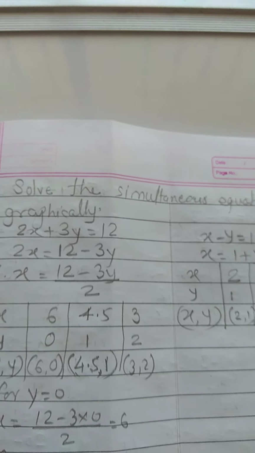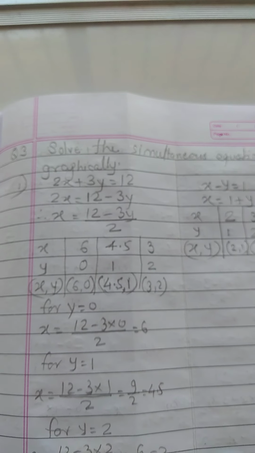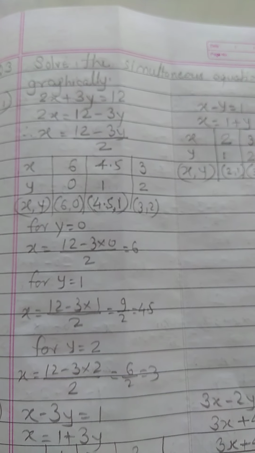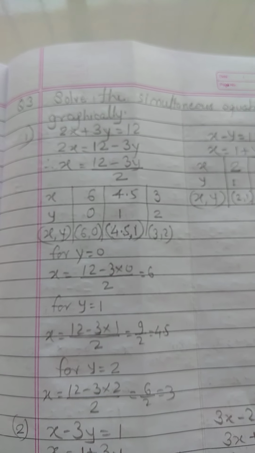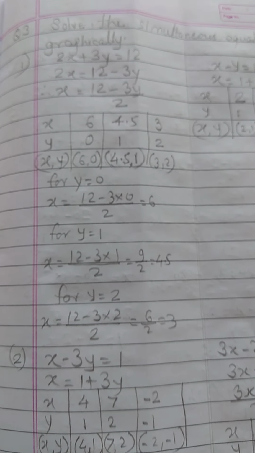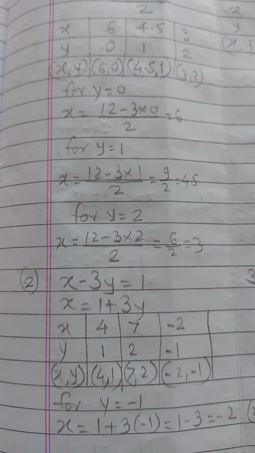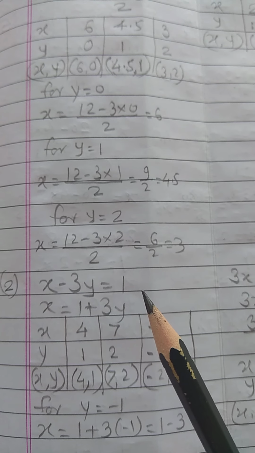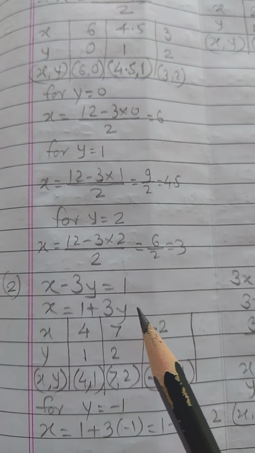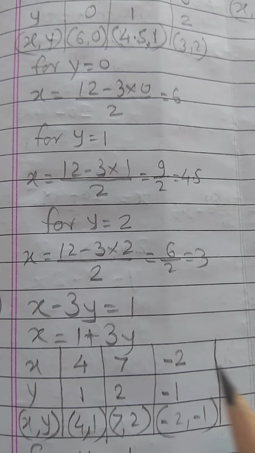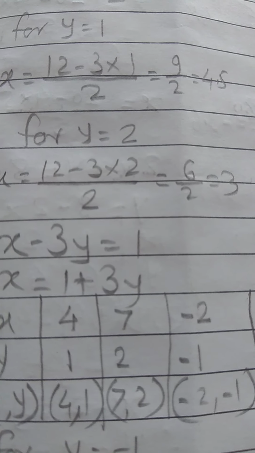The graph work is the homework. See here, the calculations are given. Now question number 2, x minus 3y equal to 1. Then x should be equal to 1 plus 3y. We will take the values of y once again.